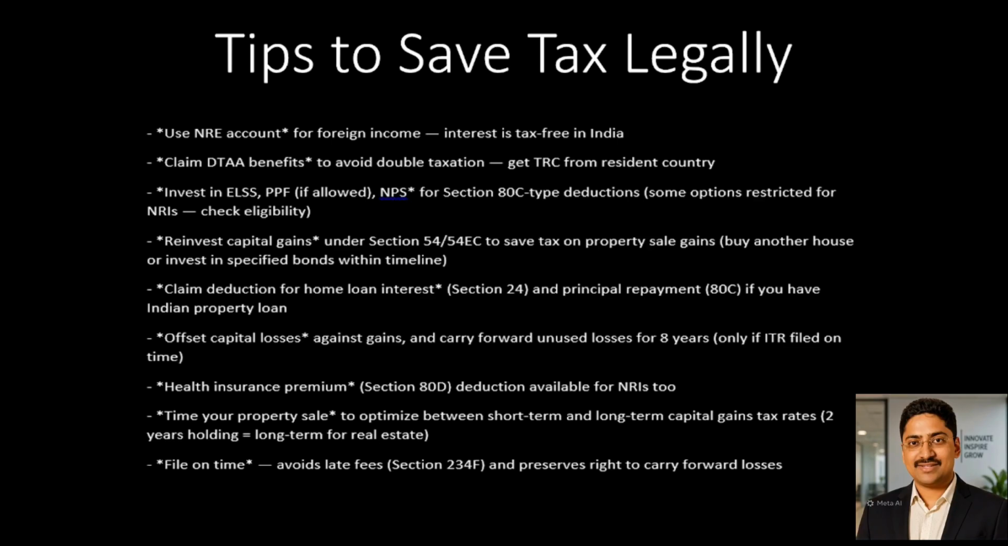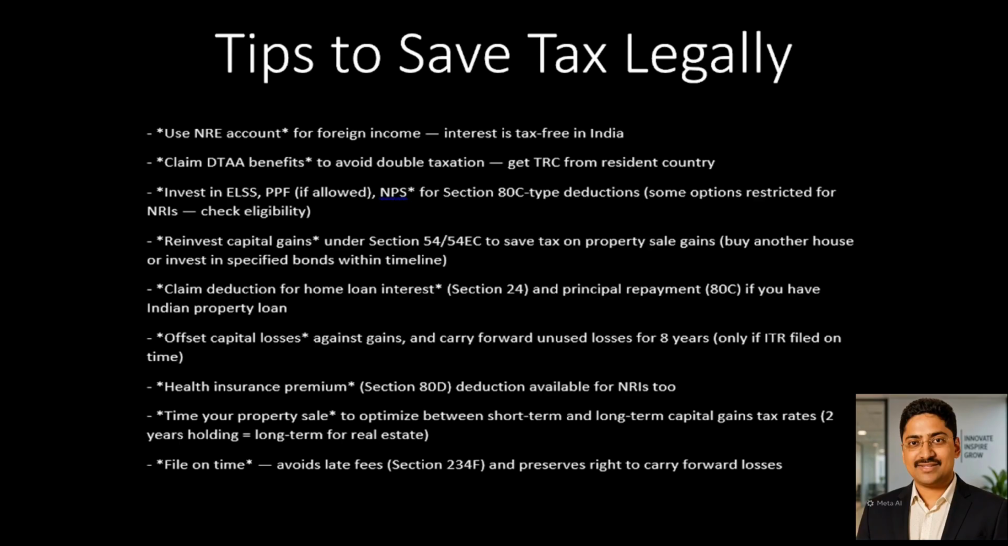Number 3, invest in ELSS, PPF if allowed, and NPS for Section 80C type deduction. Next, number 4, reinvest capital gains under Section 54 or 54EC to save tax on property sale gains. For example, you have to buy another house property or invest in specified bonds within the time limit. Next, claim deduction for house loan interest. For example, Section 24 is available for deduction, and after that, if Section 80C is opted out, then you can claim it.